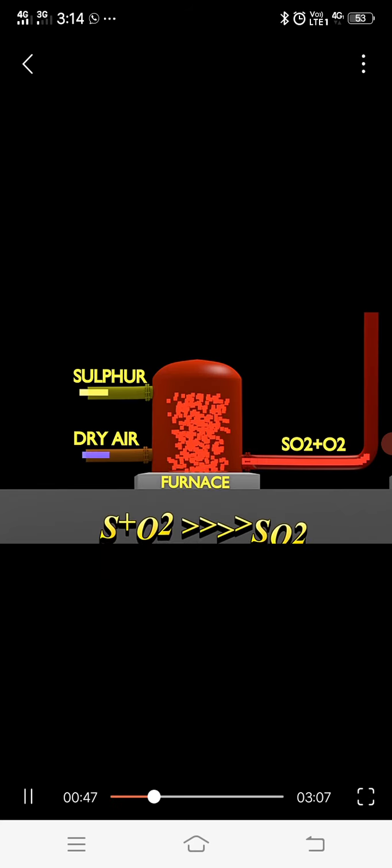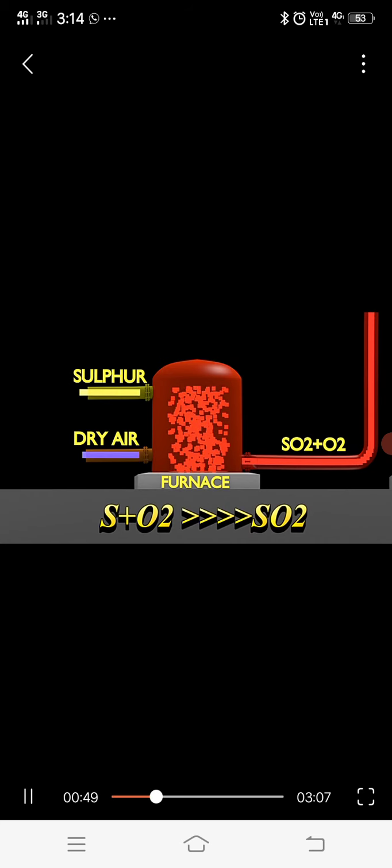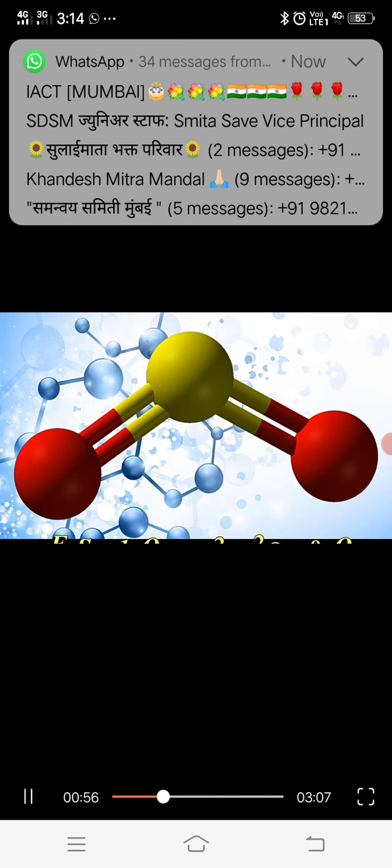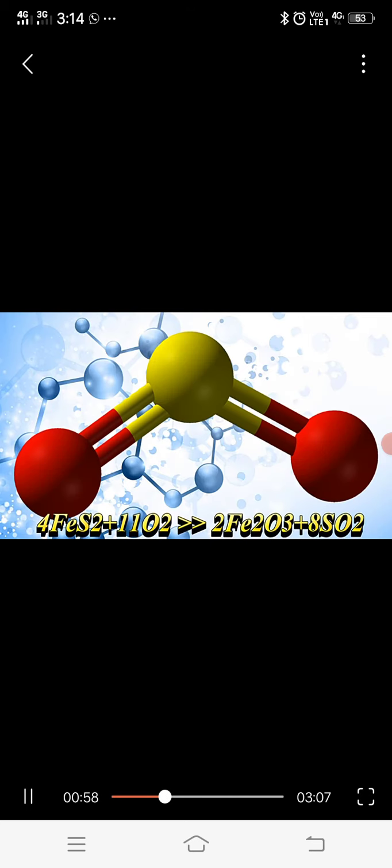Number 1 is to make sulfur dioxide. Sulfur dioxide is made by burning sulfur in excess of air and we get sulfur dioxide. Another way of getting sulfur dioxide is to heat sulfur or ferrous sulfide with excess of air and we get sulfur dioxide. In either case, an excess of air is used so that the sulfur dioxide produced is already mixed with oxygen for the next stage.